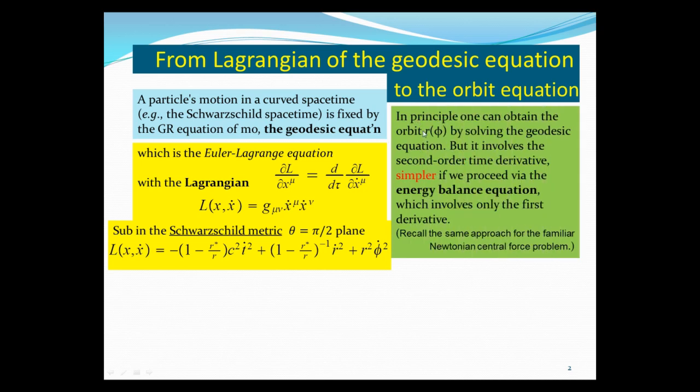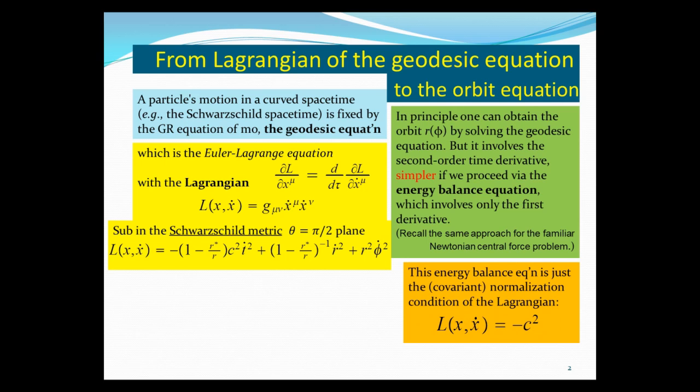In principle, we could obtain the orbit, which is basically a function of r in terms of the orbit angle, by solving the geodesic equation. But this involves second order time derivatives. So it's simpler to proceed, instead of using the geodesic equation itself, by using the energy balance equation, which involves only first derivatives. By energy balance, you simply have kinetic energy plus potential energy equal to total energy. Recall, we use the same approach in the familiar Newtonian central force problem. We don't usually solve the F equals ma equation. We solve using the energy balance equation to proceed.